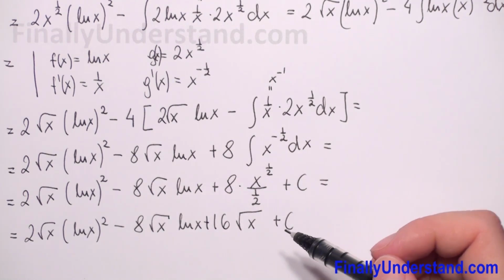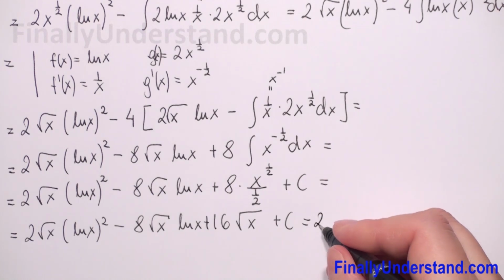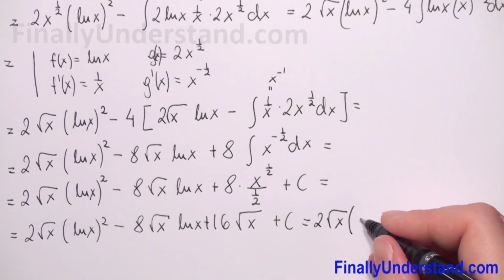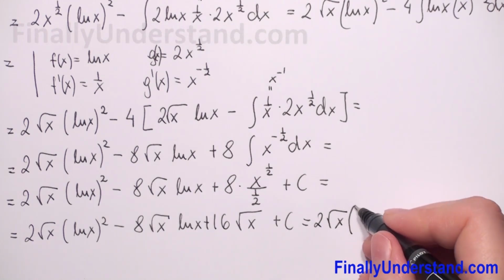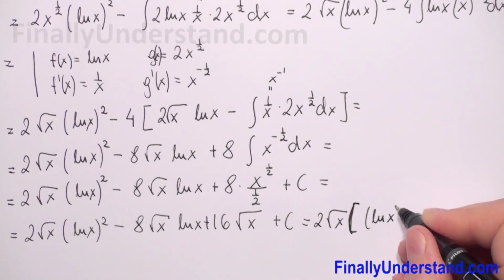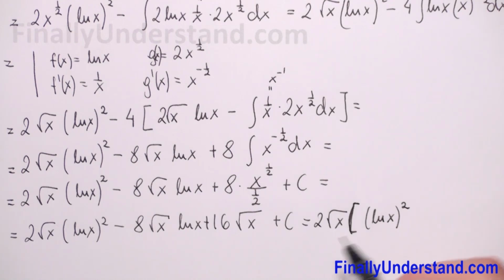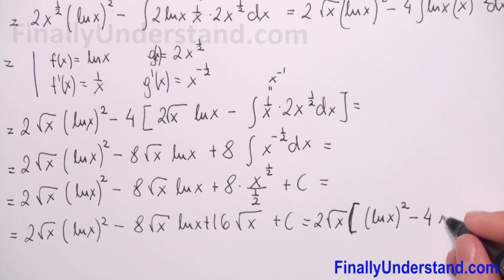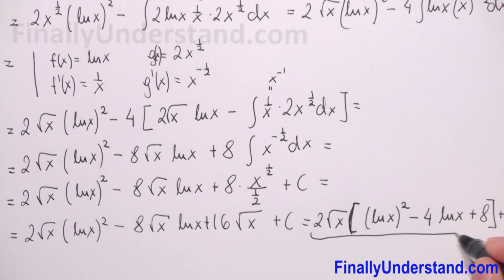We can factorize now 2 square root of x, and in brackets we will have natural logarithm of x to second power, and we have minus 4 natural logarithm of x plus 8, close brackets, plus c. This is my solution.